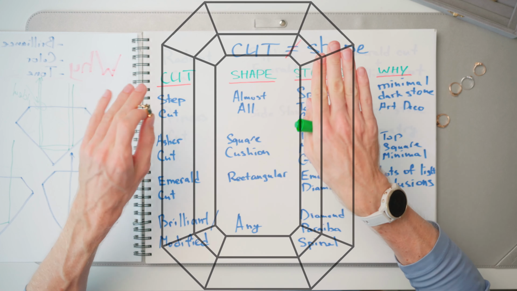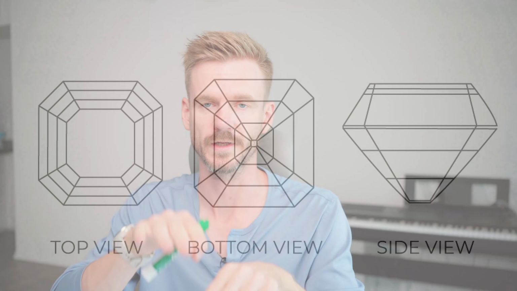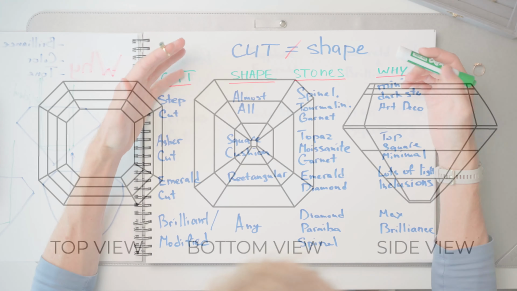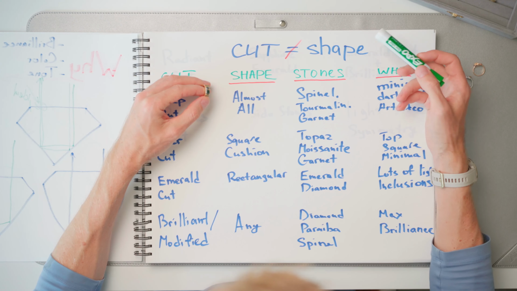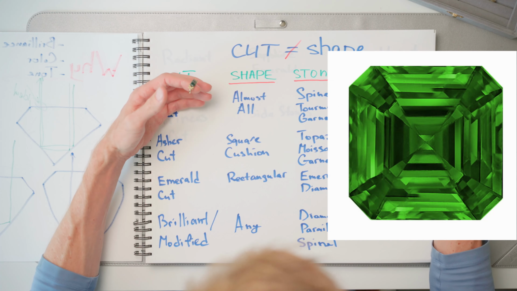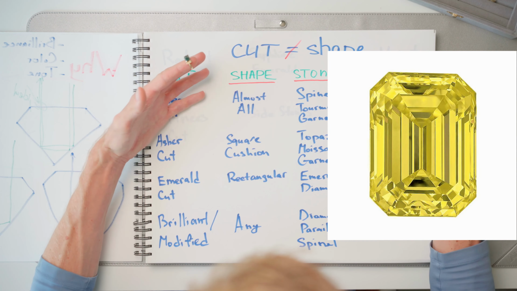When you're going with the step cut, if you look at the side of the stone, you basically go step by step all the way down to the bottom of the stone. What kind of stones are usually cut in the step cut? Usually that's spinels, tourmalines, garnets, any colorful stones.